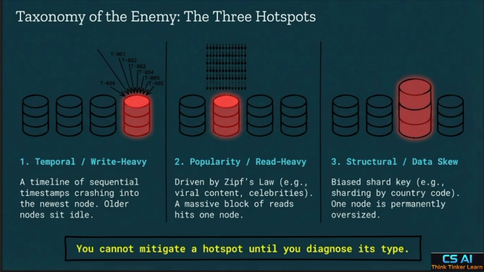To fix a problem, you must first diagnose it. There are three types of hotspots. Number one is temporal, sequential time steps crashing into the newest node. Number two is popularity. Driven by Zipf's law, a viral celebrity record receives a massive block of reads. Number three is structural, a biased shard key, like sharding by country code, where one country is permanently oversized. You cannot mitigate a hotspot until you know why it exists.